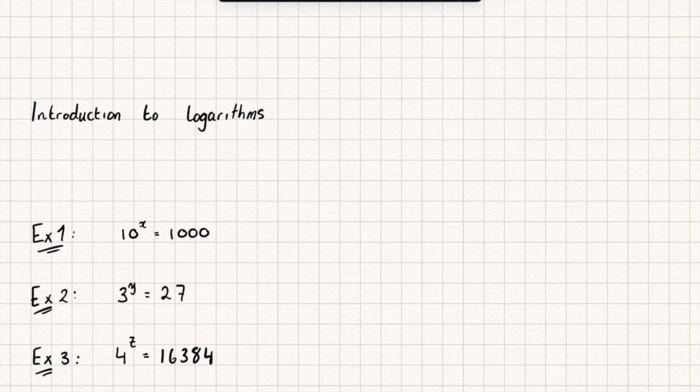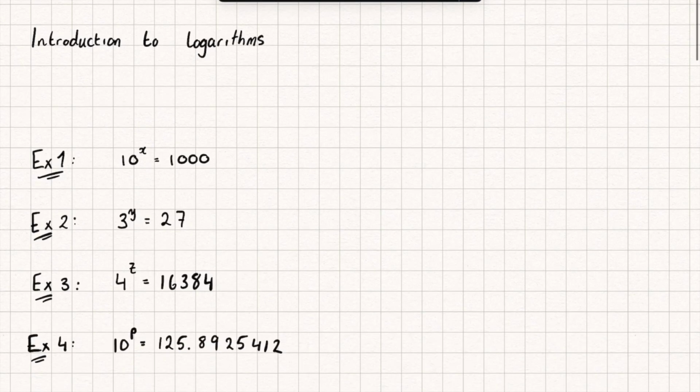Okay, so to introduce us to the idea of logarithms, we're going to look at 4 different questions. Okay, so here they are. And the first one is pretty straightforward. We've got 10 to the power of x equals 1000. And you don't need any knowledge about logarithms to solve this. You can probably do it immediately, and you'd know that it's 10 cubed, isn't it? So let's write that down. 10 cubed is 1000.